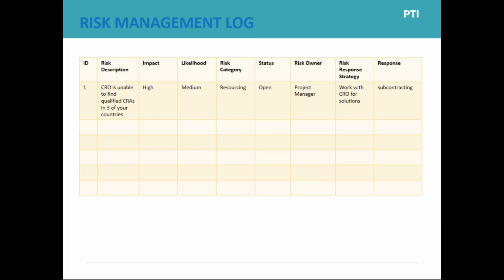And this risk management log can then go on to be an issue log if it becomes an issue. So it is a way of seeing what risks become issues. With that knowledge of the trial and the outsourcing, then you can learn for your next trial, your next project, whenever you're outsourcing.